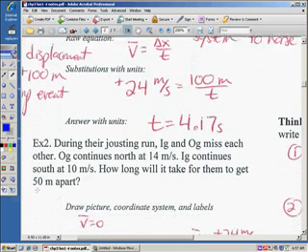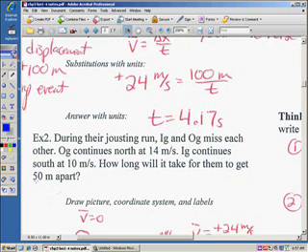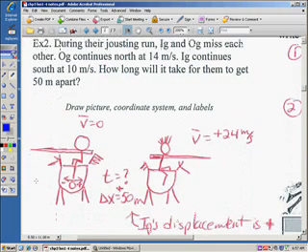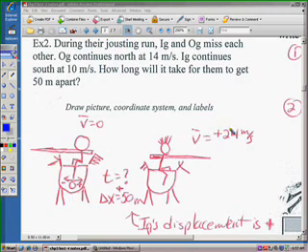Example number 2. During their jousting run, Ig and Og miss each other. Og continues north at 14. Ig continues south at 10. How long will it take them to get 50 meters apart? So here's the picture. Their individual velocities relative to the ground are the same. Their directions are the same. And so the relative speed is going to stay the same. It's still going to be 24 meters per second.